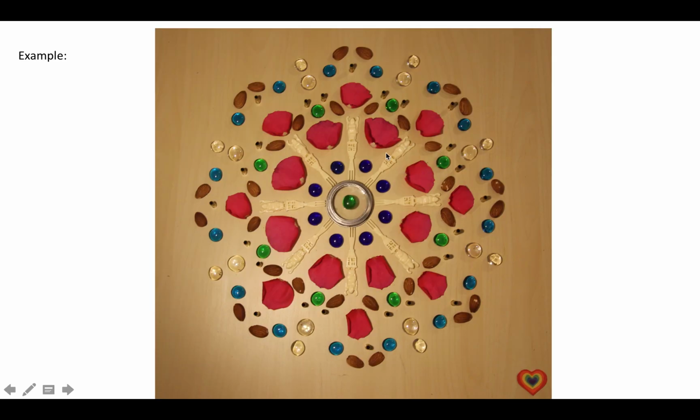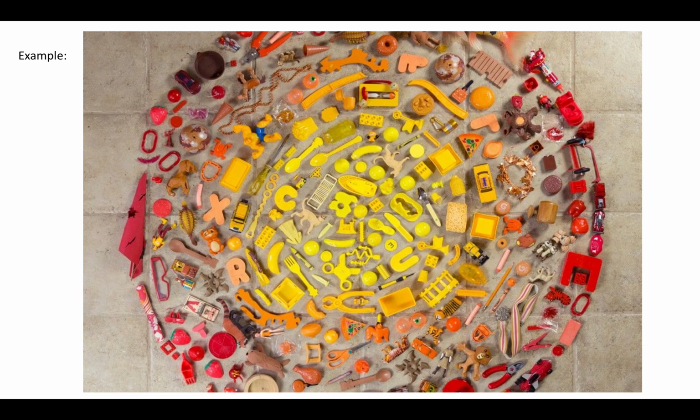This one just uses fake flower petals, glass beads. When I was looking at this, I think these are almonds. Okay, so if you have food you want to use for this project, I don't recommend that, but feel free. And then just also pay attention to what they're using for their backgrounds. I just want you to keep it as solid and less distracting as possible.